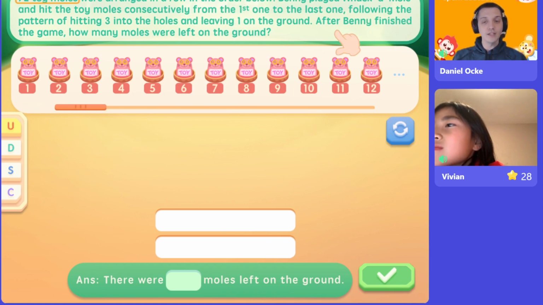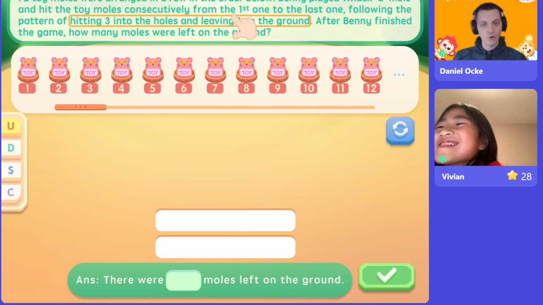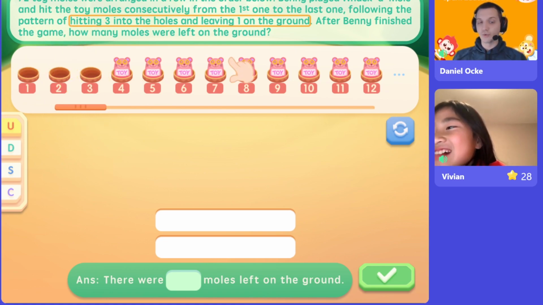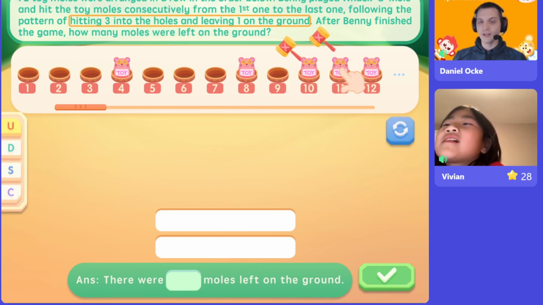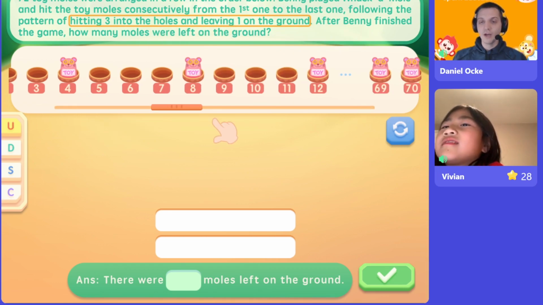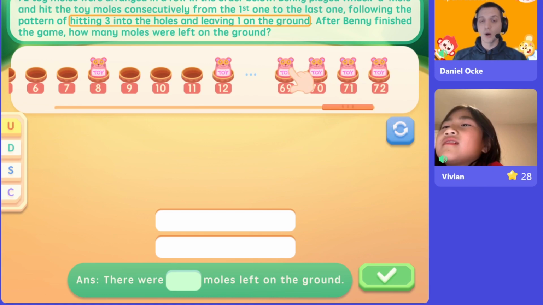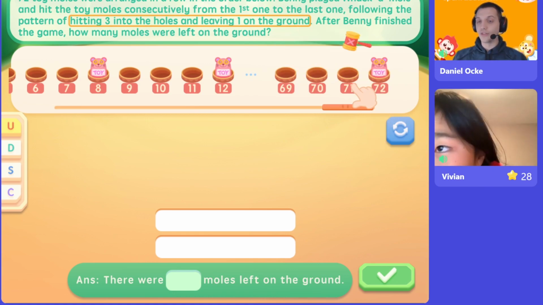Okay, but anyways, the way that Benny hit the moles was we hit 3 into the holes and then we left 1 on the ground. So we hit the first 3, left the 1 on the ground. Hit the next 3, left 1 on the ground. Hit the next 3, left 1 on the ground. So on and so on and so on. So our pattern, we would hit those 3 moles and then we would leave 1 standing.